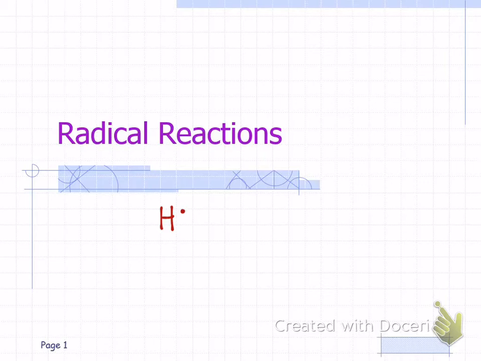Hydrogen radical. Chlorine radical would look like this. Right? It just has an odd electron, an unpaired electron. So that's what we mean by radical. Sometimes there are diradicals. Those can actually have an even number of electrons, but there are two unpaired electrons in that case. So radical simply means unpaired electron.